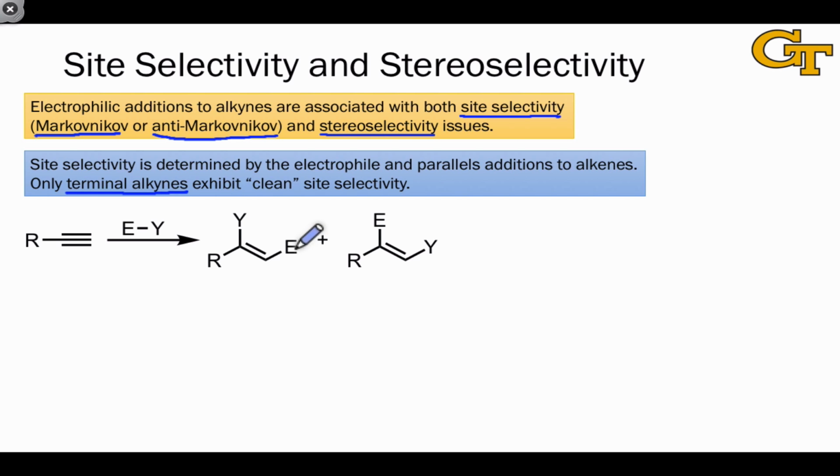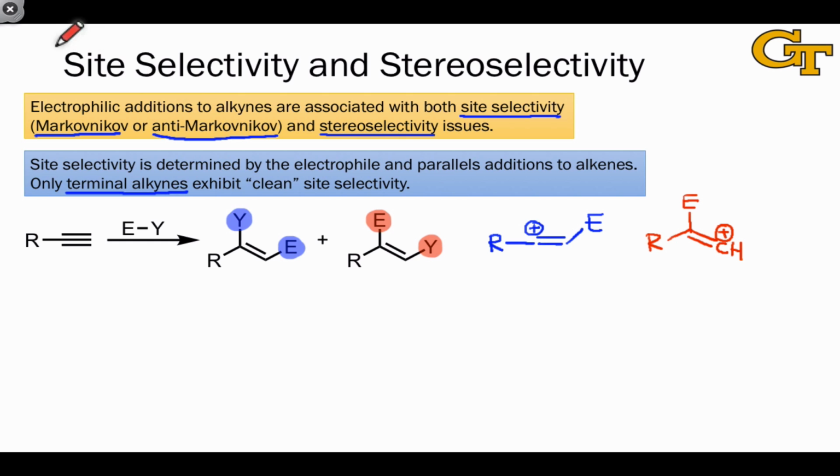When a terminal alkyne reacts, there are two possibilities. Either the electrophile ends up connected to the less substituted position, and Y, the nucleophile, ends up connected to the more substituted position. Or the electrophile ends up connected to the more substituted position, and the nucleophile to the less substituted position. Thinking mechanistically here, we can reason that the first product is derived from reaction of this vinyl cation intermediate, while the second product is derived from reaction of this vinyl cation intermediate.